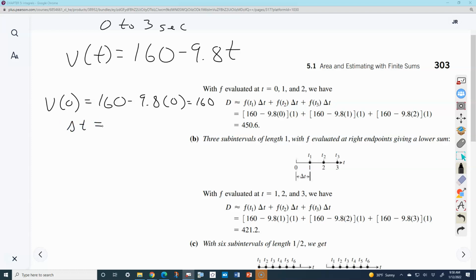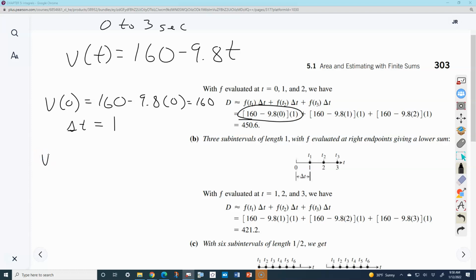What is the delta t that we're going to use here? It's a really easy one. Not 0. 1 second. So delta t is just 1. So then the velocity times the time will just be 160 times 1. The distance traveled in the first second would be that right there. It would just be 160.